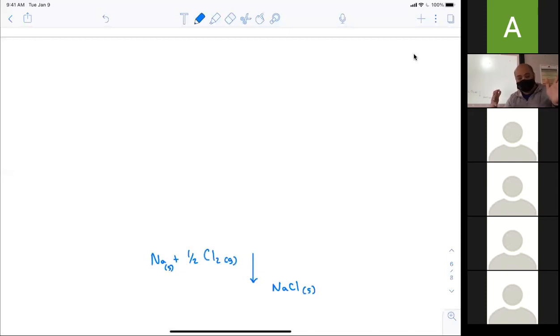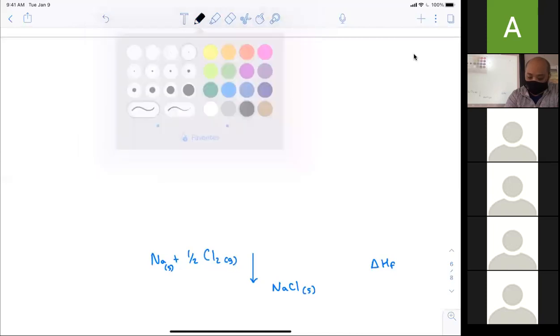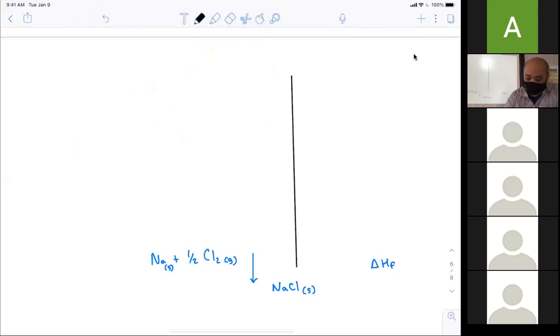So Na solid plus 1/2 Cl2 forms NaCl. Now, the only way to make NaCl is to make it from its ions. Like this.